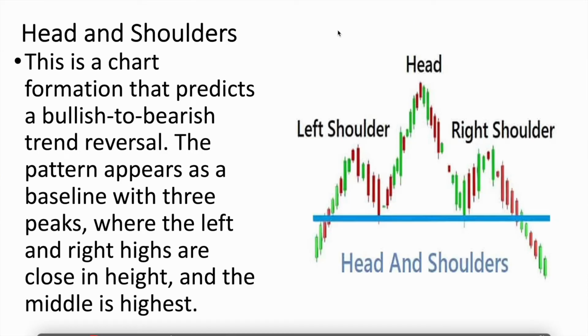The head and shoulders pattern. This is a chart formation that predicts a bullish to bearish trend reversal. It talks about trend reversal. The market started from a bullish note. Look at these highs. And there was rejection in price here. The market held support here, bounced and had another higher high. There was also a rejection.